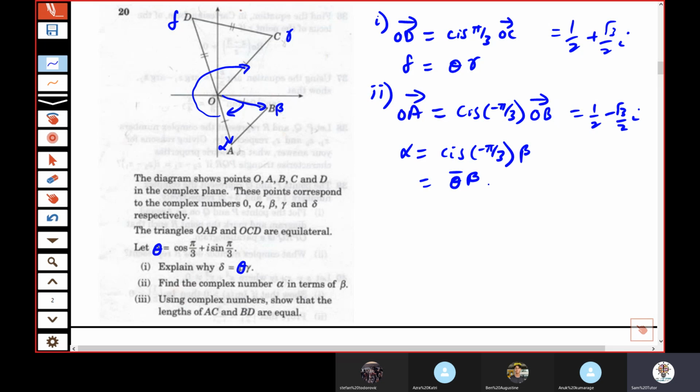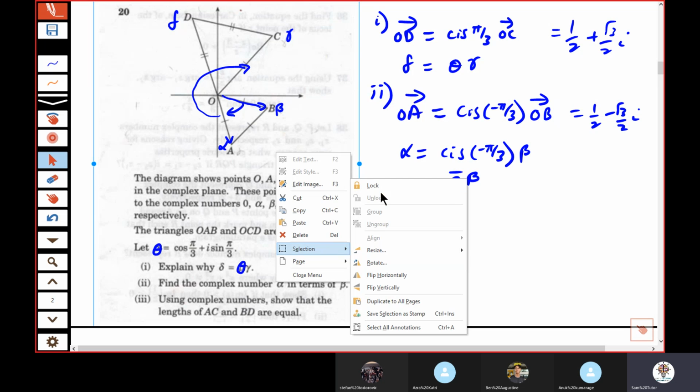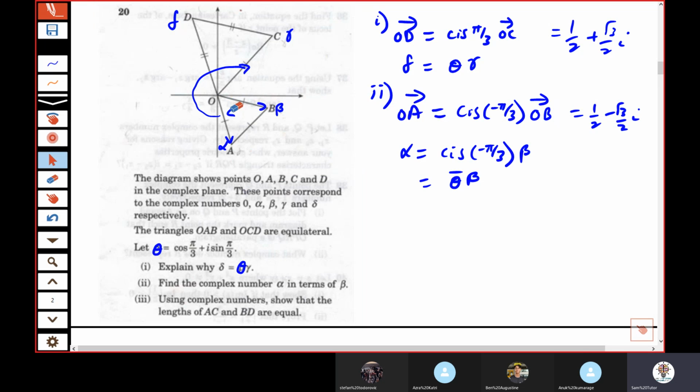Using complex numbers, obviously. But anyways, using complex numbers, show that the lengths of AC and BD are actually equal. Okay, interesting. So let's rub all this out. I'll make no mistake again. Let's rub all this out and see. Vector AC and vector BD. Okay, let me think for a second, because I'm in the same boat as you guys.